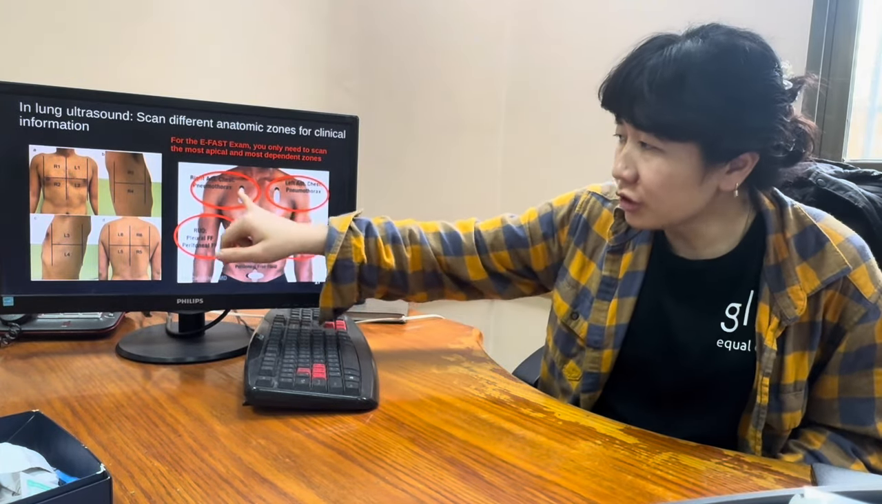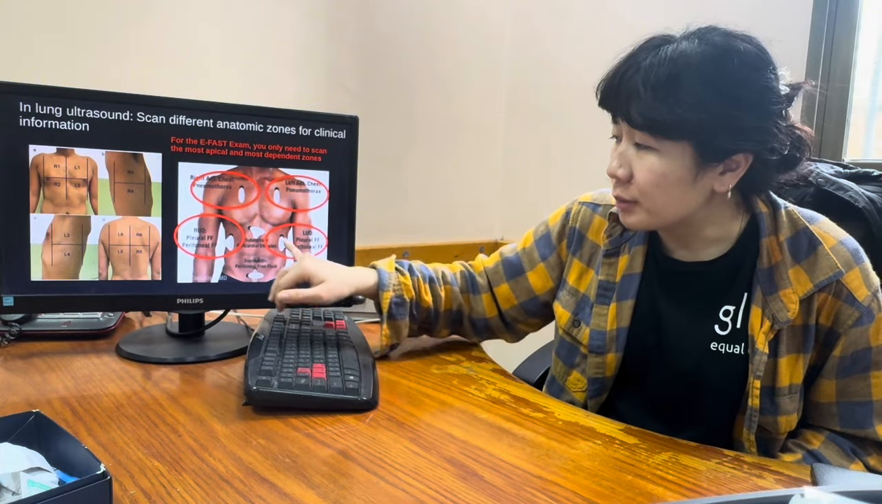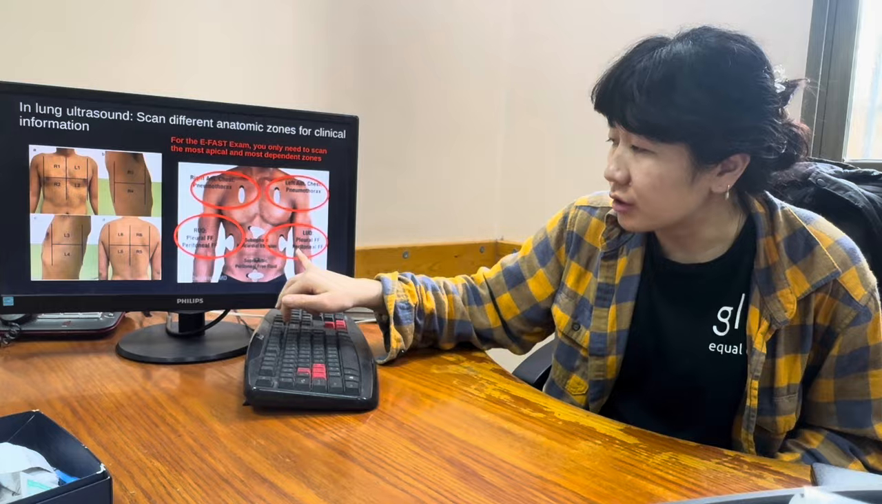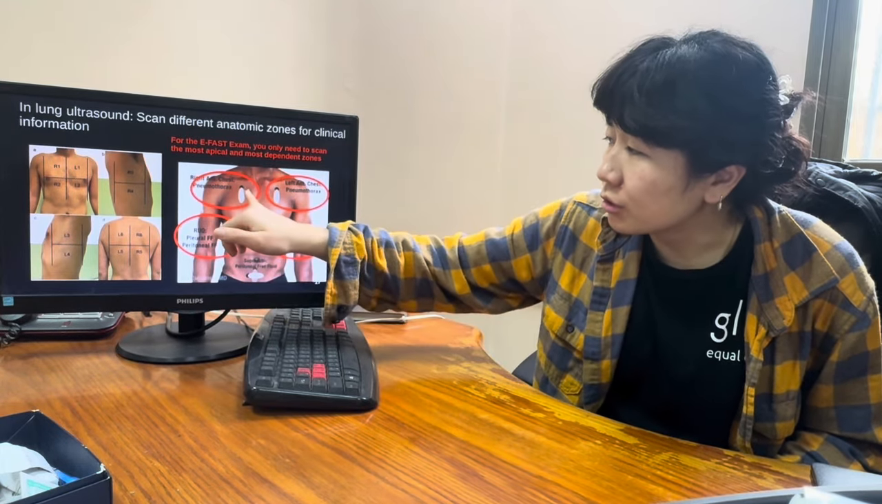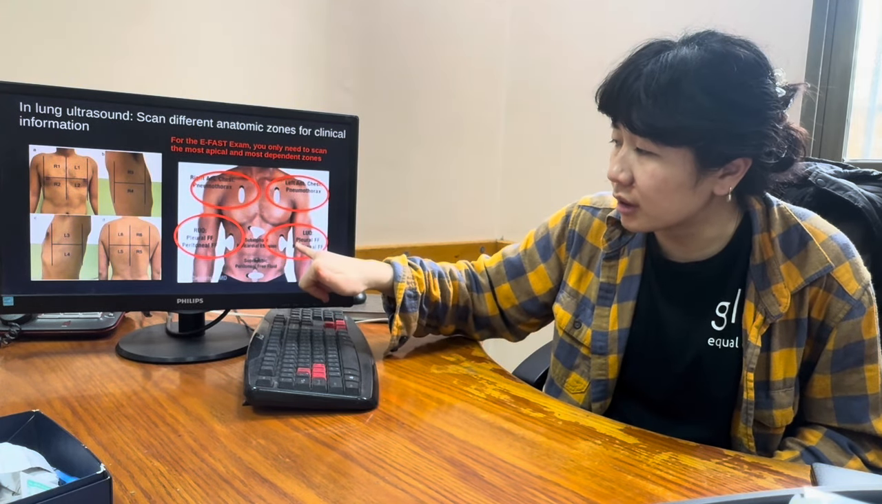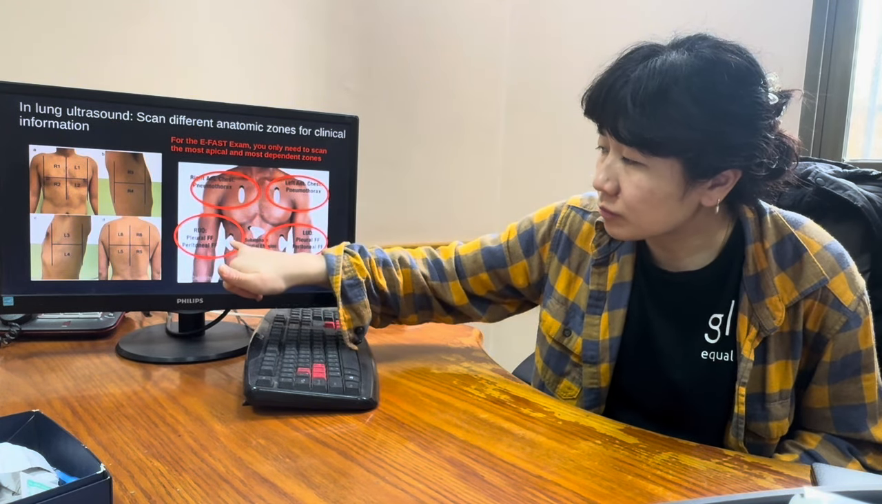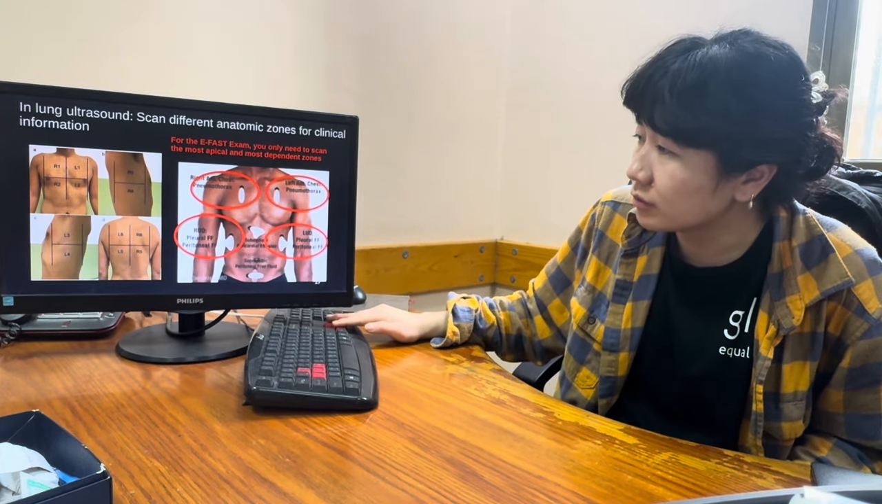So here's a summary of the EFAST views. Remember the abdominal ones: right upper quadrant, left upper quadrant, your epigastric, and your pelvic. And then these are the 2 chest views, which are going to be your apical views, because you already included the more dependent views in your abdominal ultrasound.